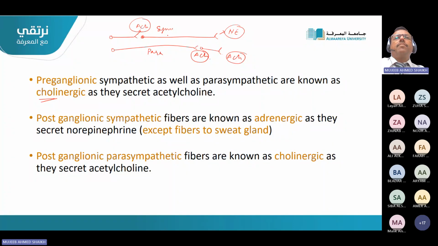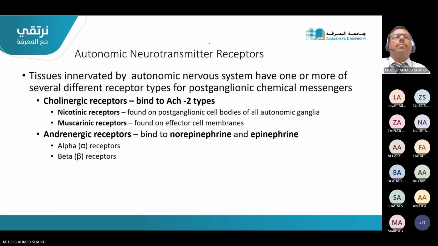Even sympathetic fibers which are supplying the sweat gland are also secreting acetylcholine. So those neurons which secrete acetylcholine, we call them cholinergic fibers. Those neurons which secrete norepinephrine, we call them adrenergic fibers or neurons.